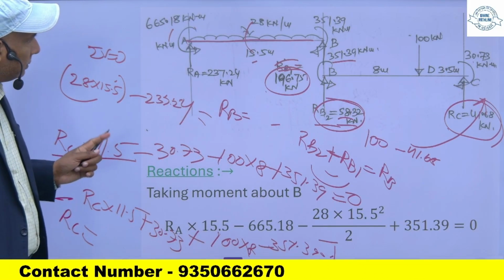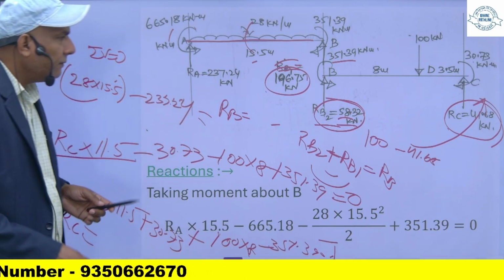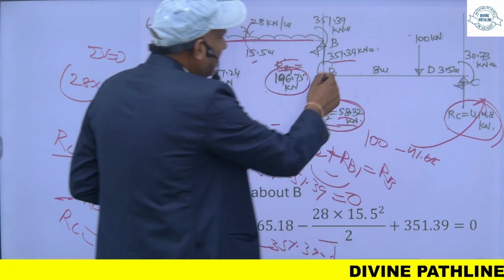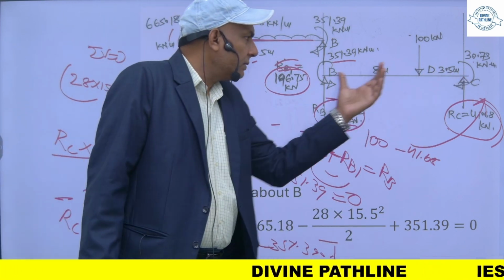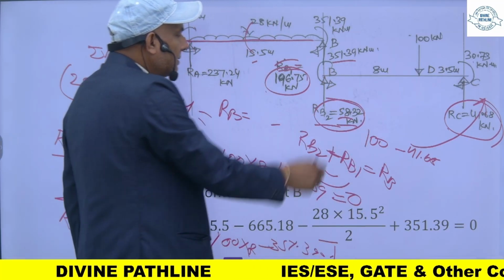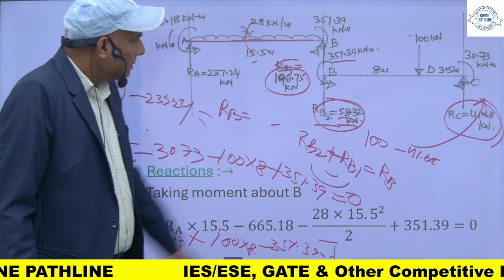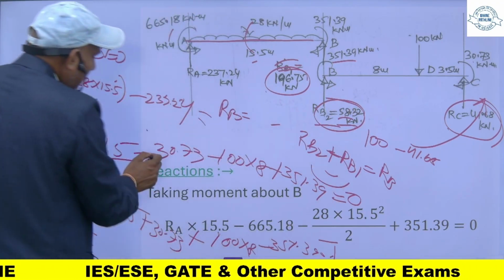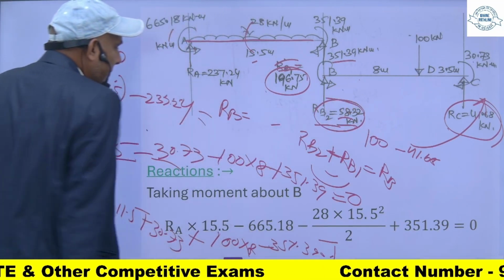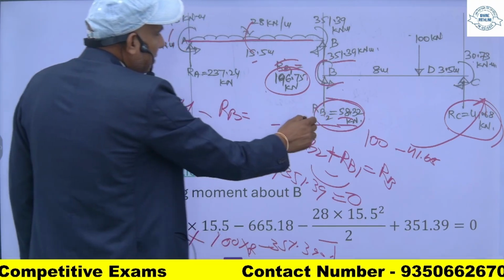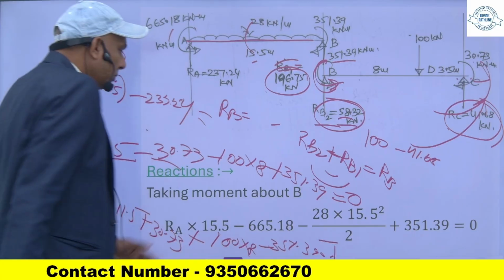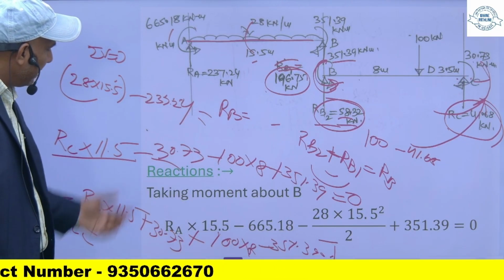So now the reaction RA we have already found, and this RC we can find by taking moment at this B point. This will be RC into this length minus this is equal to moment at this minus, this is RC into this minus 30.73 minus 100 into this 8 and plus this. Since the direction of this moment is the same as the direction of the RC moment, so it will be plus is equal to 0. So you can find RC.